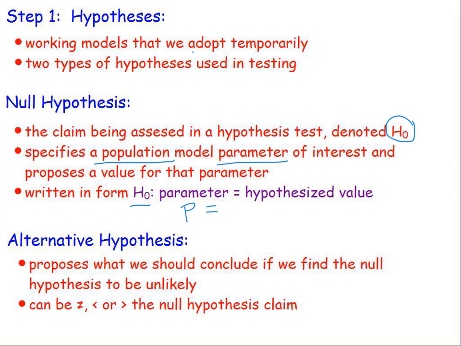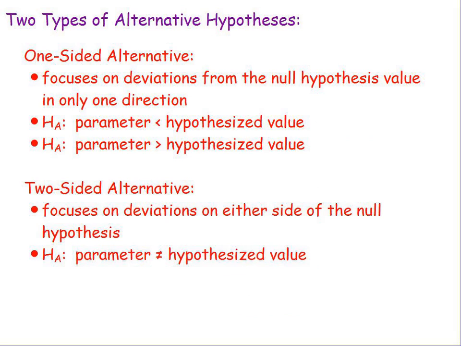So the null is H sub 0, and then p equals some value. Now let's look at the alternative. There are two types of alternative hypotheses. The first one is called a one-sided alternative. This specifically focuses on deviations from the null hypothesis in only one direction.